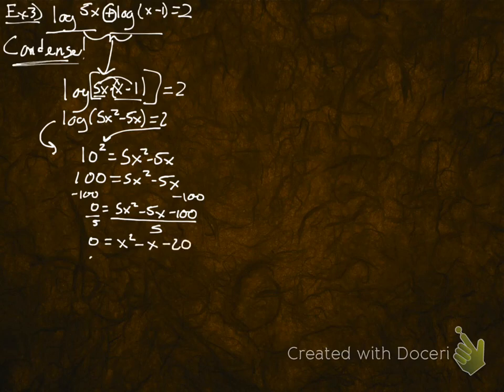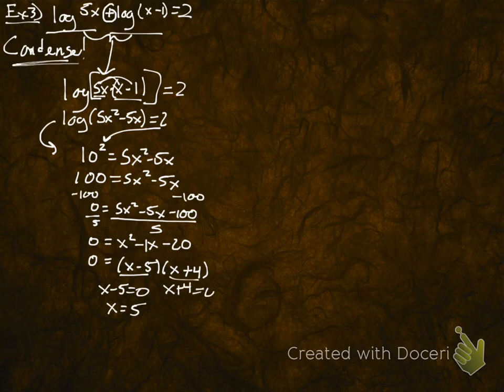Now I have to look for 2 numbers that multiply to make negative 20 and add to make negative 1. So that's going to be negative 5 and a positive 4, right? Those multiply to make negative 20 and they add to make negative 1. So it appears that the solutions are when x minus 5 equals 0, I'll get x is positive 5. And when x plus 4, this factor is 0, I'll get x is negative 4.